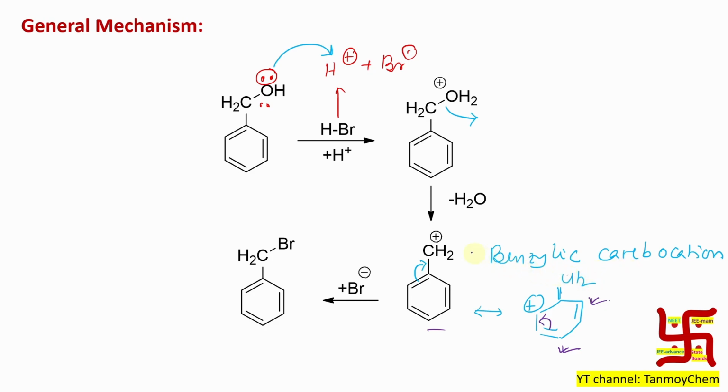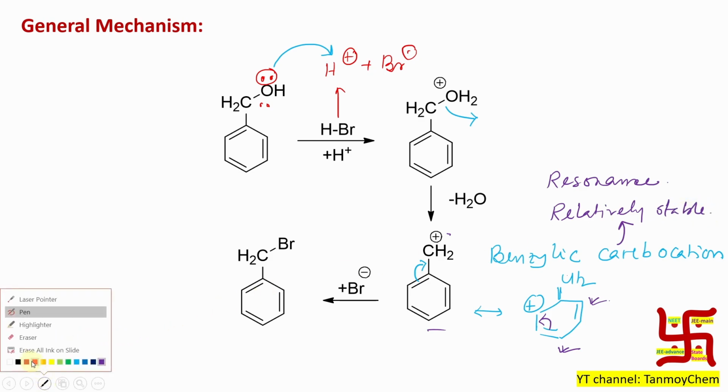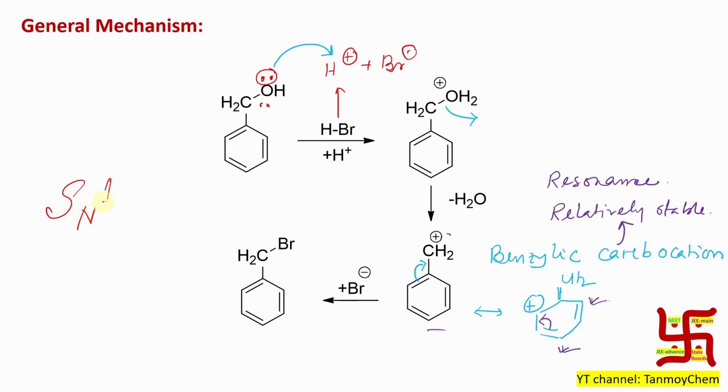So what is the message? That this positive charge is delocalized into the benzene ring. Because of this delocalization or resonance, this positive charge is relatively stabilized. So you can say that the benzylic carbocation is actually relatively stable. This is the thing. So if it is relatively stable, it will preferentially follow the pathway of SN1 type reaction. So first carbocation generation and then the nucleophile will attack this carbocation. So you may consider this is an SN1 type of reaction.